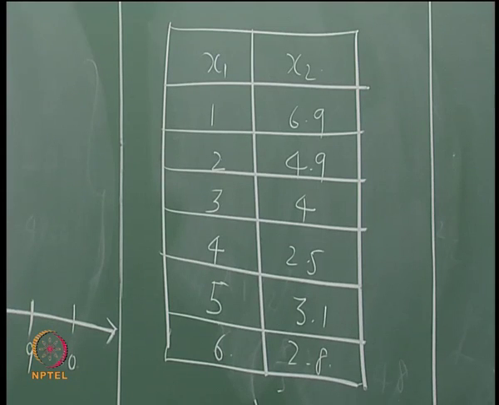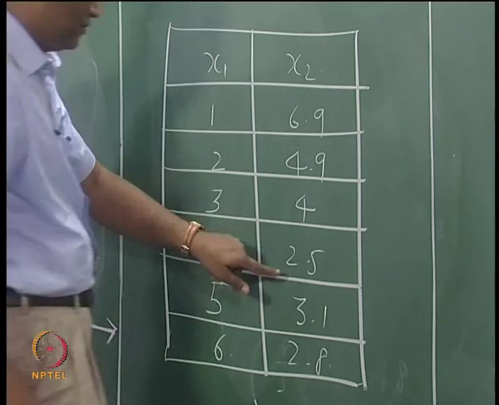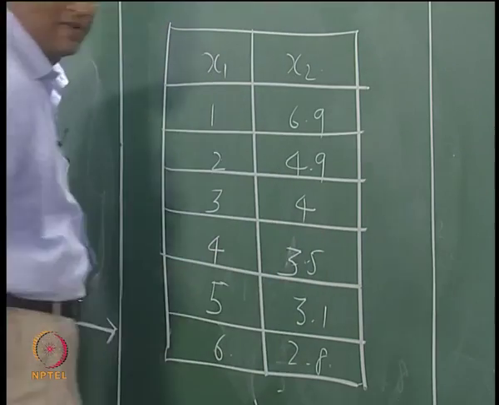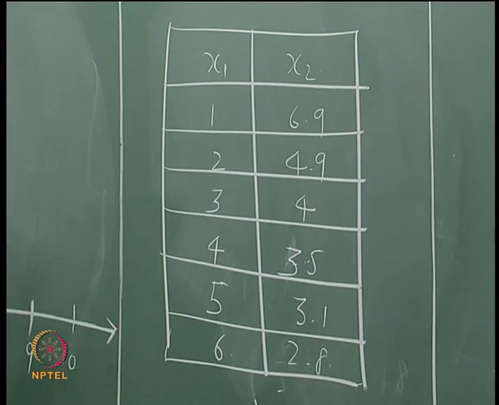Now check these values once. It is possible that Sampath has made a mistake. 4 is 3.5. Okay. Then check these values once and then go ahead and plot.